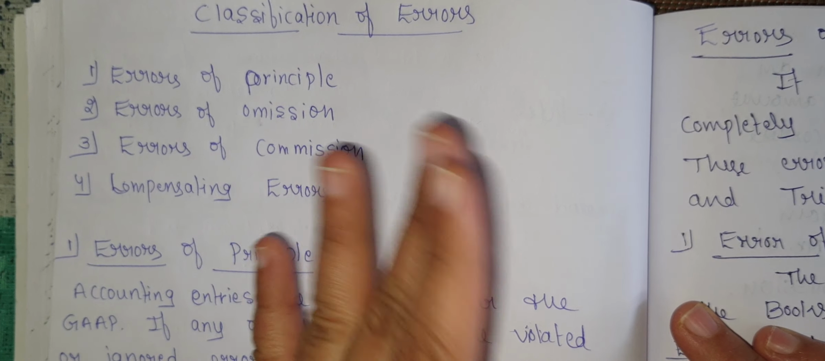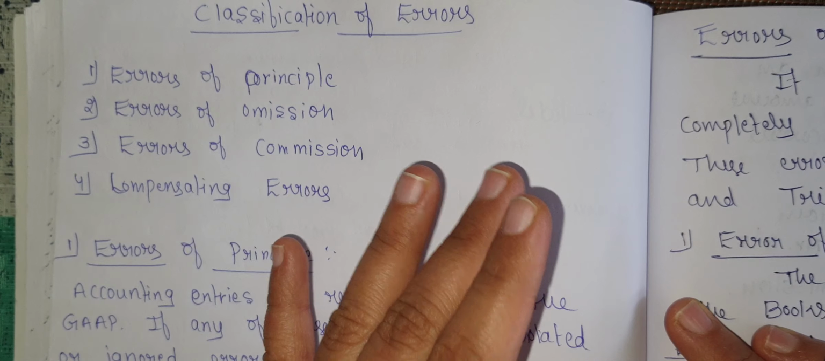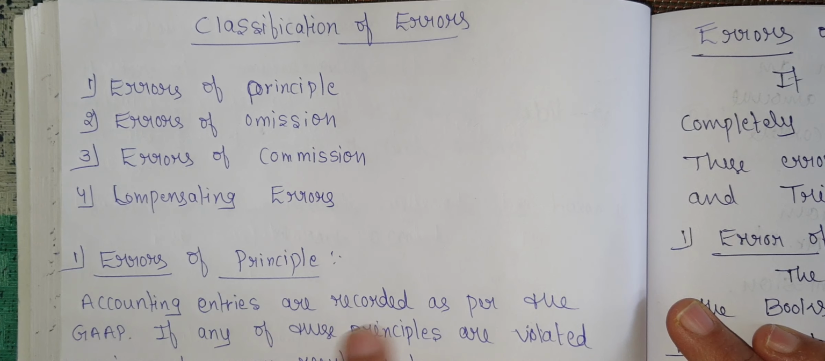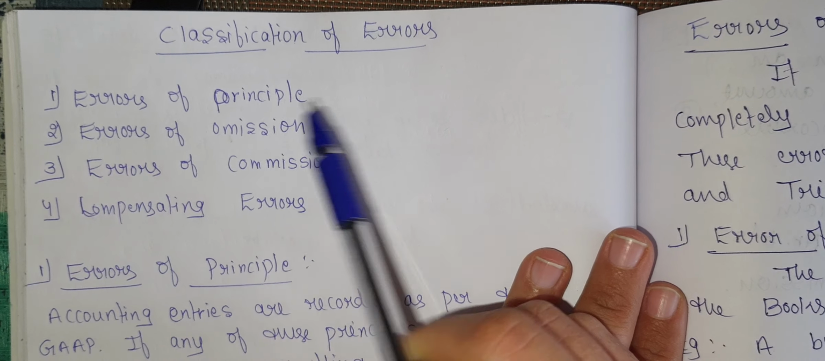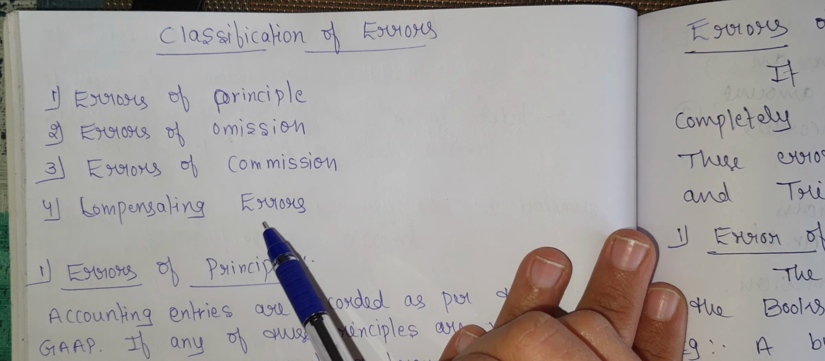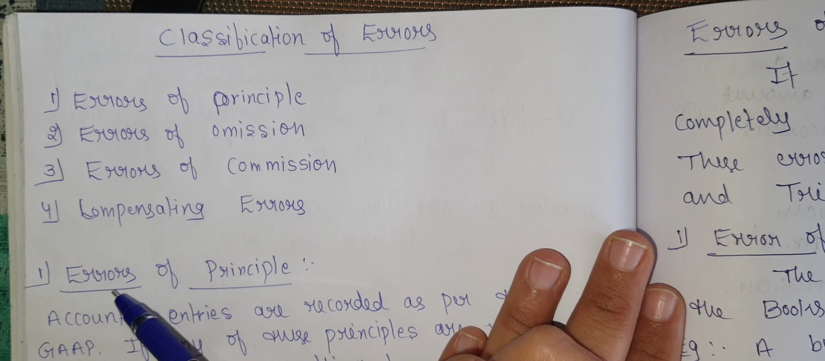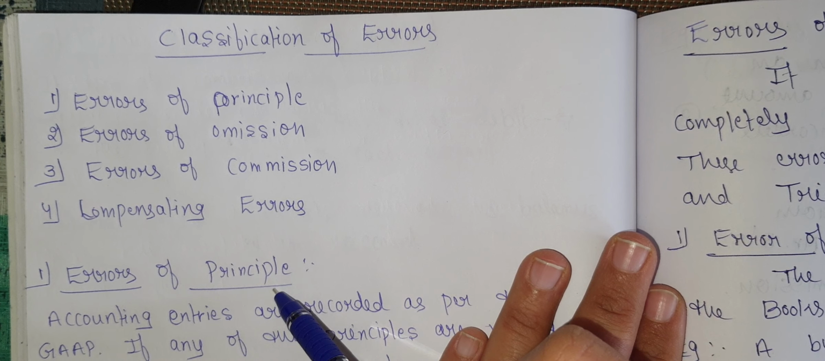Keeping in view the nature of errors, all the errors can be classified into the following four categories. They are errors of principle, errors of omission, errors of commission, and compensating errors. So now let's start one by one. The first one is errors of principle.